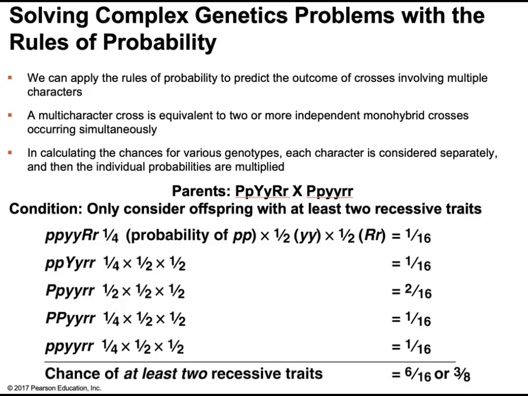Let's walk through this example. Here we are given 2 parents. Notice they each carry 2 alleles for 3 different characters denoted by P, Y, and R. We are going to see how to calculate the probability that these parents will produce an offspring that is little p little p, little y little y, big R little r.